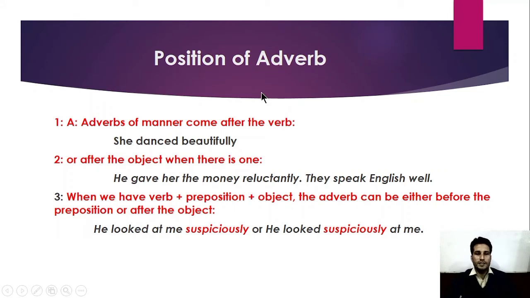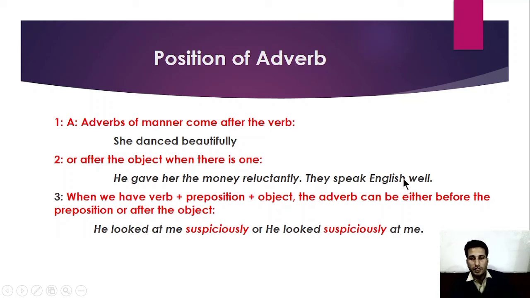Now, one important aspect of adverbs is their position, where to put an adverb in a sentence. So there are some rules. First one, adverbs of manner come after the verb. If there is an adverb of manner, we normally place it after the verb. She danced beautifully. Danced is the verb and beautifully is the adverb of manner, so it is placed after the verb, or after the object when there is one. But if the verb is followed by an object, then we bring the adverb of manner after the object. He gave her the money reluctantly. So reluctantly is the adverb and the money is the object, so it is placed after the object.